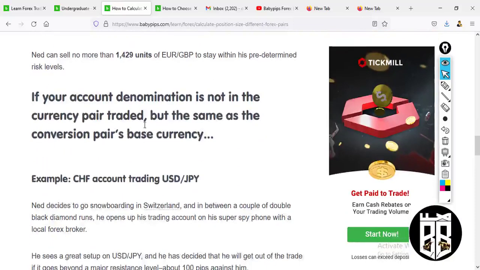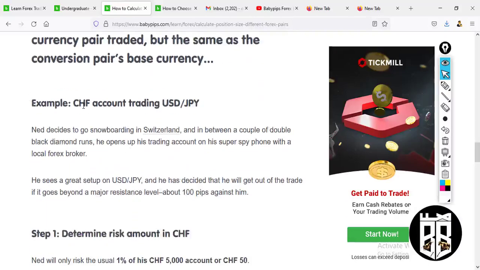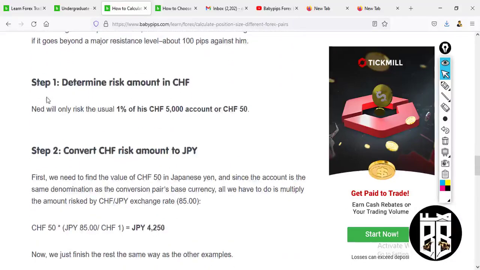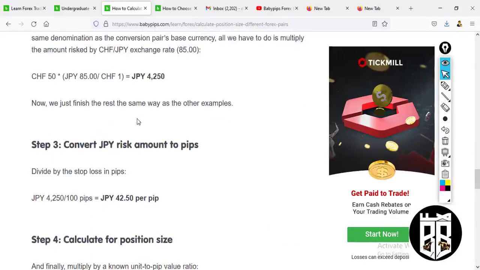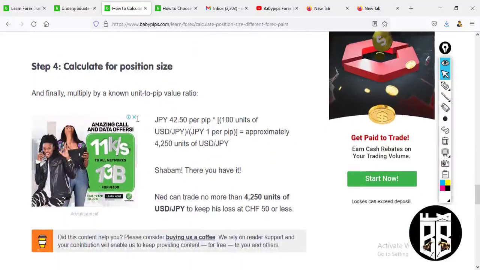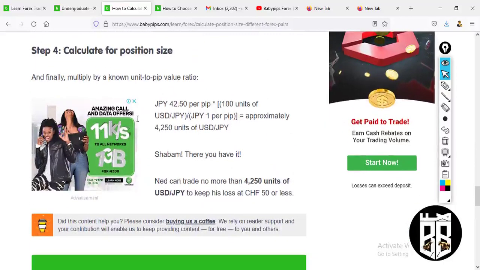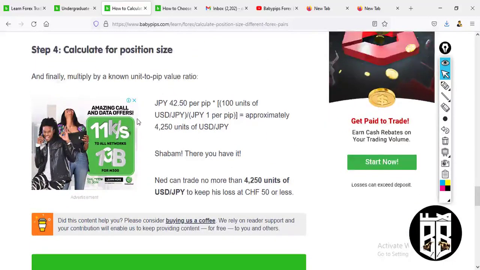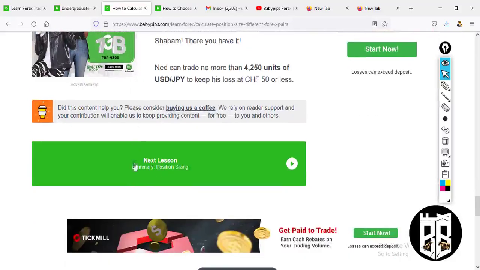Now, if your account denomination is not in the same currency pair but the same as the conversion pair's base currency, if your account is in CHF, Switzerland, so let's say he traveled to Switzerland, you are going to do the same thing. If you want to do this by yourself, fine, but I think the first example is good enough for us. So we are going to move to the next lesson, which is summary position sizing.